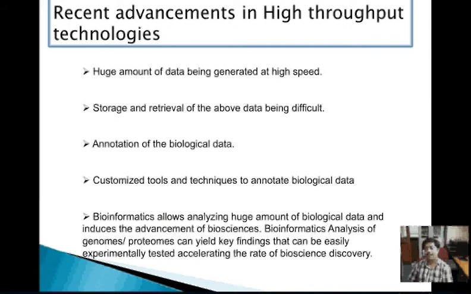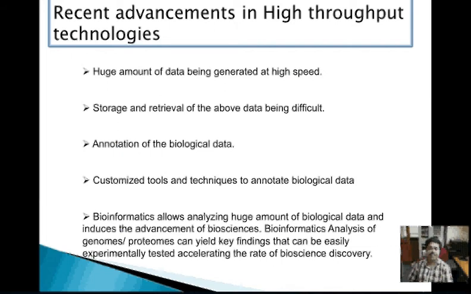And thus computer scientists, biologists, mathematicians, statisticians came all together to make this field happen, where in an integrated manner they built some customized tools and techniques, where they could annotate the biological data, where they could make some good biological databases, and where they made lots and lots of analytical systems by which today we are studying the biological systems around us. So bioinformatics in a nutshell will allow us to analyze the huge amount of biological data and also will induce the advancement of the biosciences.